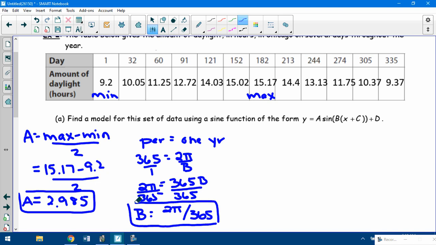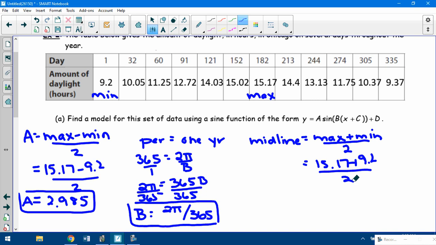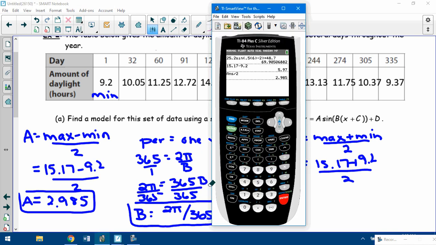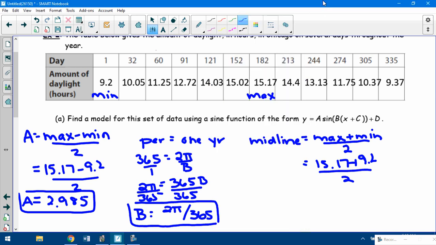Let's do midline, because that's easy. That's just max plus min divided by 2. So 15.17 plus 9.2 divided by 2. 15.17 plus 9.2. Hit enter before we divide by 2. And the midline is 12.185. So that's going to be D. D equals 12.185.